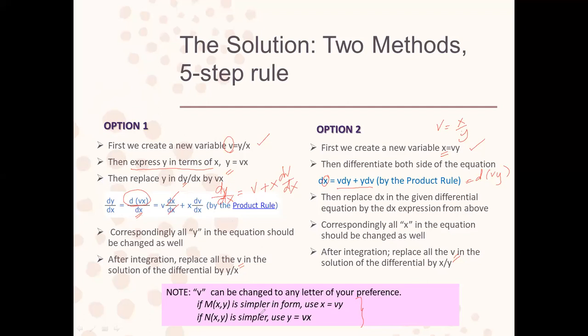So this is a suggestion. If the M of x and y is simpler in form, use the substitution equation x equals vy. If the coefficient of dx is simpler, I'm referring to M. But if it's the other way around, use the substitution equation y equals bx. You will notice, class, that there will be a great difference in the look of the solution from one option to another, but you will still come up with the same answer.